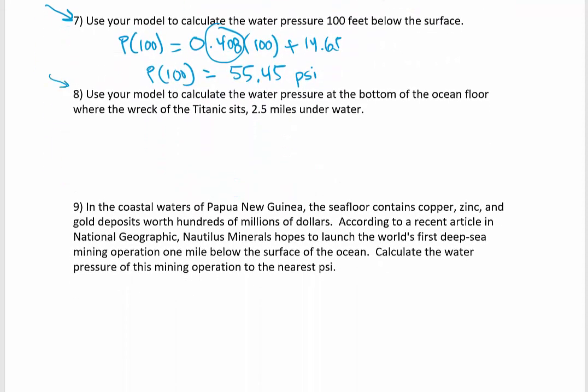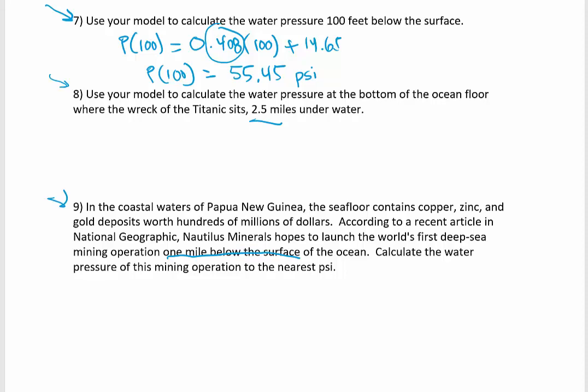Let's take a look now at questions 8 and question 9. Use your model to calculate the water pressure at the bottom of the ocean floor for where the Titanic sits. So the wreck of the Titanic sits 2.5 miles underwater. And then here it is in the coastal waters of Papua New Guinea. The seafloor contains copper, zinc, and gold deposits worth hundreds of millions of dollars. According to a recent article in National Geographic, Nautilus Minerals hopes to launch the world's first deep sea mining operation 1 mile below the surface. Calculate the water pressure of the mining operation.